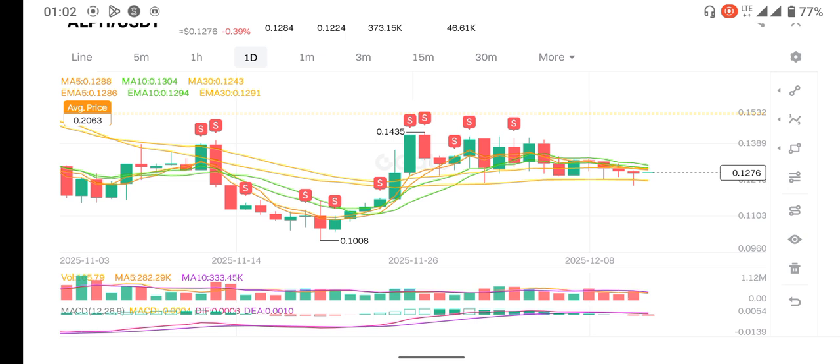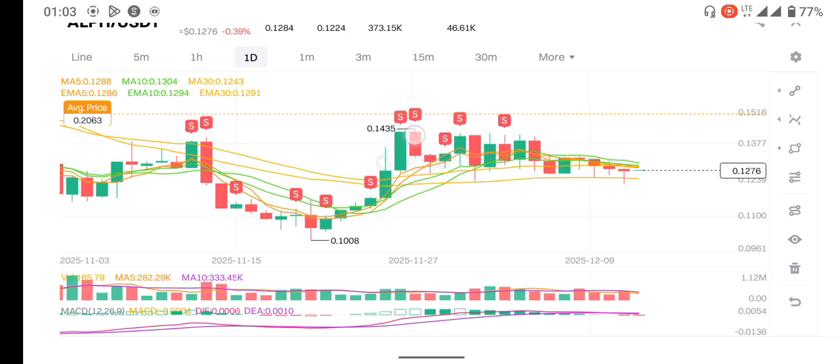We had this doji here, which signifies indecision. We had another doji here, which is a bullish signal. Then the price rallied up to this particular point. Then we have a lateral trend range here. The price has been hovering around this range. Okay, so that's what it is.